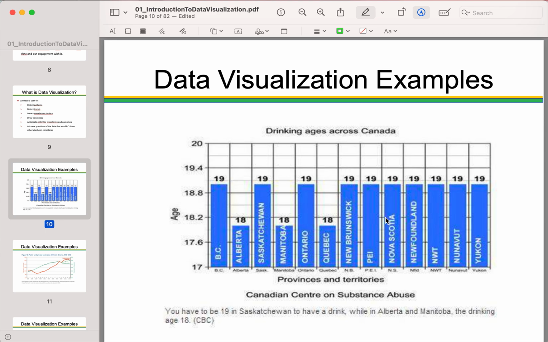We have a visualization in the form of a chart here using bars, vertical bars. We have on the vertical axis age and on the horizontal axis the territory or province of a particular country. These are like states, pretty much, in Canada. So this helps us to show drinking ages across Canada.